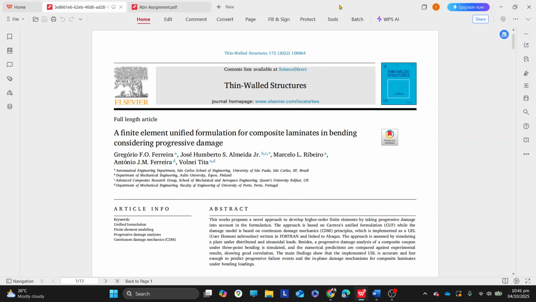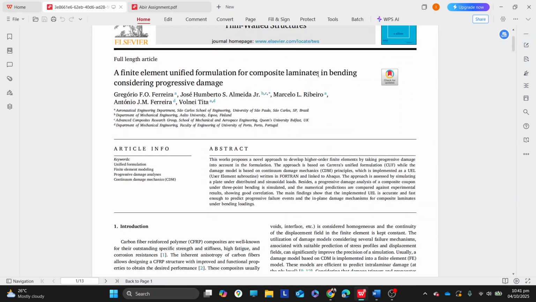industries. These materials are lightweight and very strong, but they are also complex to analyze because of their anisotropic nature. That means their stiffness and strength depend heavily on the direction of the fibers inside them. Now the paper introduces a new computational approach to better understand how these laminates behave under bending loads, especially when they begin to fail.